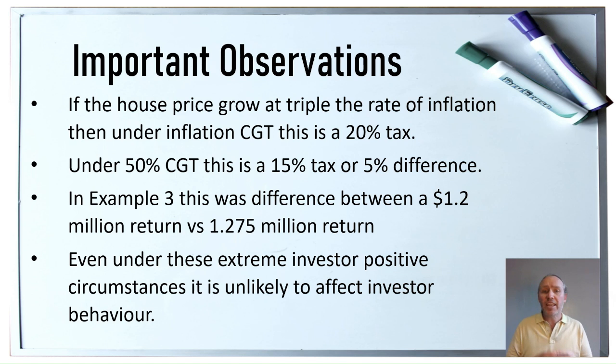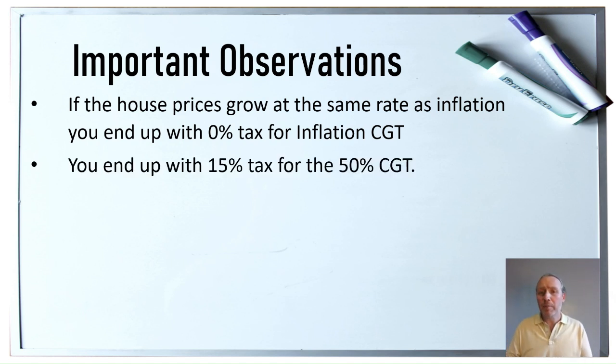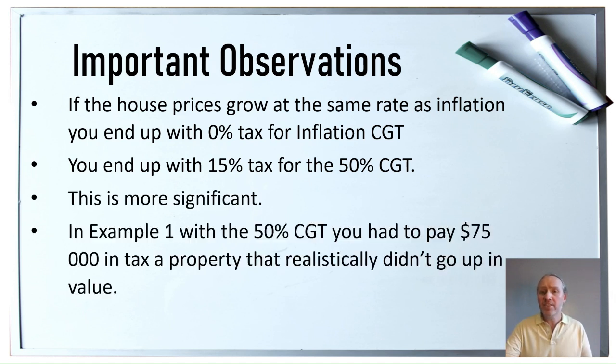So even in these extremely investor positive circumstances, it is unlikely to have affected investor behaviour. If we go back to house prices going at the same rate of inflation, well, that's 0% tax under that system. But under the 50% discount, you are still effectively paying a 50% tax. Now, this is more significant because it means that you're actually paying tax on a property that is realistically not going up in value.